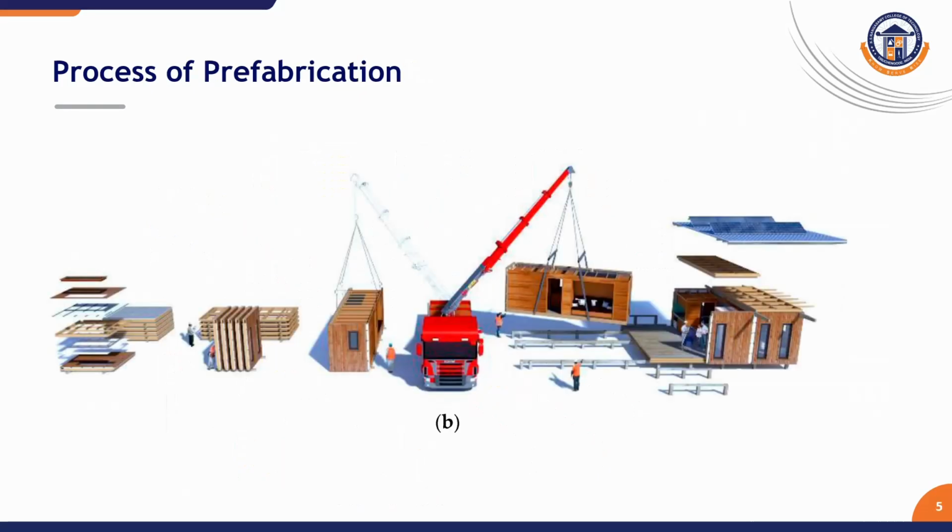So the process involved in prefabrication: the beams, columns, roofs, slabs will be manufactured separately in the factory or on-site, and they are assembled together. After assembling, it forms a module, and that module, or otherwise the building, that is the prefabricated building, will be transported and erected with the help of heavy cranes into a whole building. This is the process involved in prefabrication.